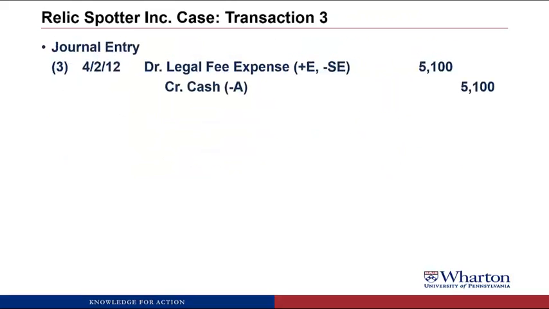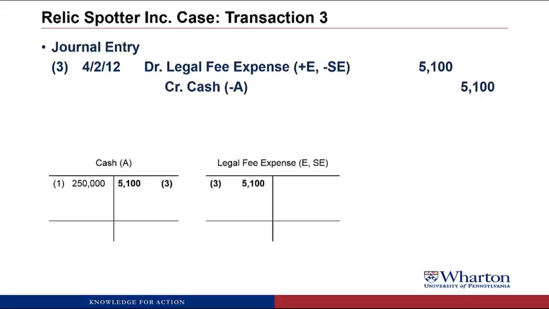Then we need to post this journal entry to T accounts. So we go back to our cash T account. Now we put the 5,100 on the right-hand side, credit side, 5,100, and we label it with a 3. So now you can see we've got 2 entries that have hit the cash account so far. And then we create a T account for legal fee expense and put the 5,100 on the debit or the left-hand side and label it with a 3.